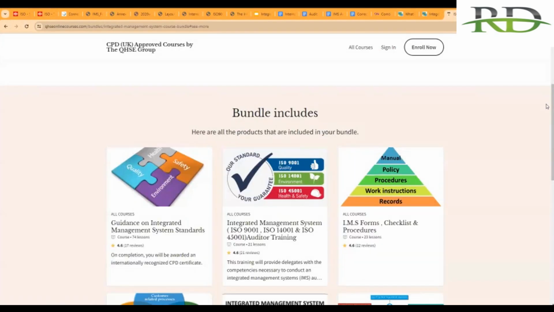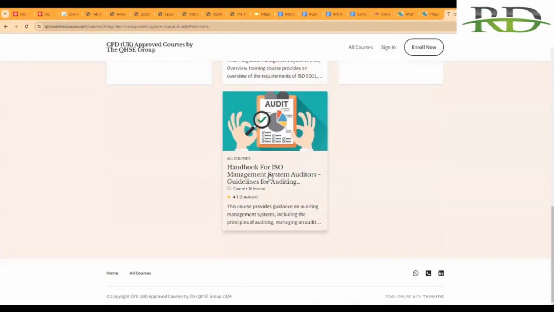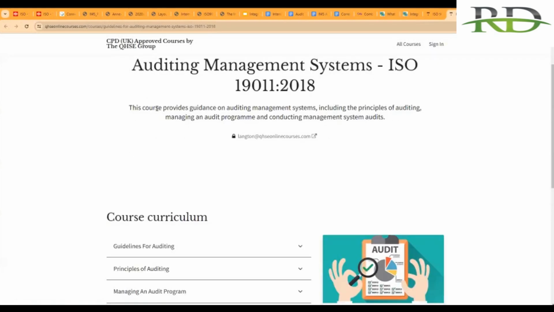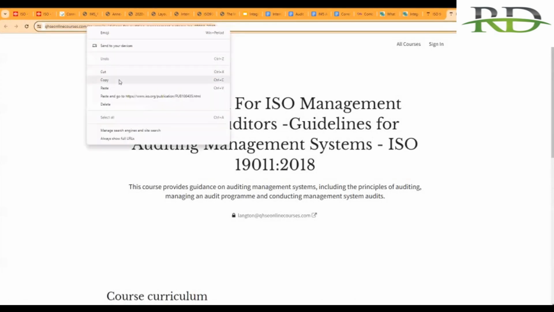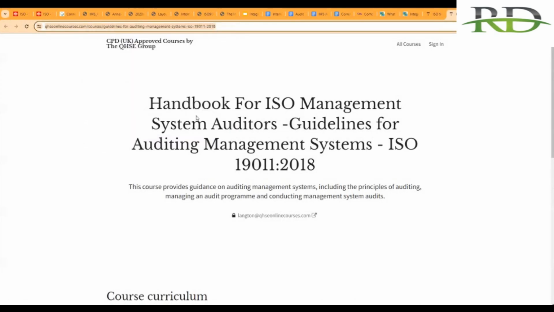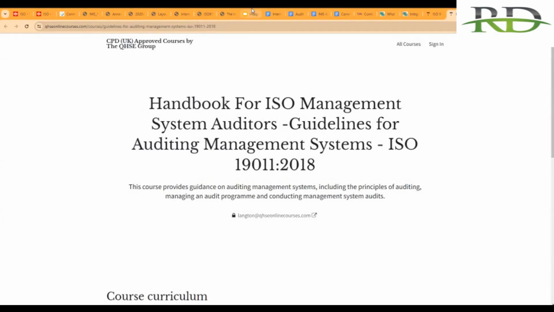And then number 2, you have this integrated management system auditor handbook. Because right now we are going into auditing. All along, I was just explaining to you what is an integrated management system and how it works. So all of this, you're going to get it also alongside your handbook.